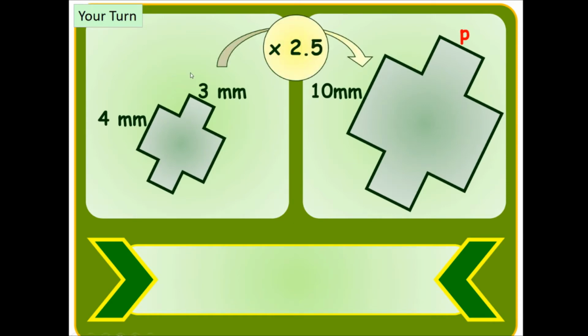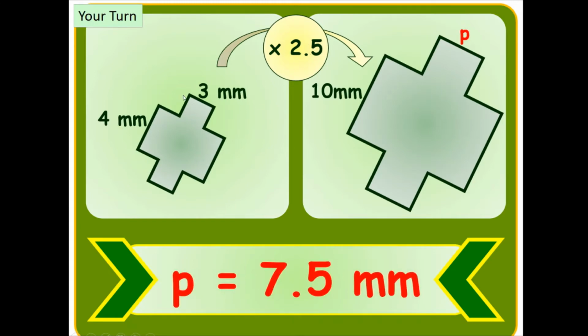In this question, for the first part, you need to work out the scale factor. You would have done 10 divided by 4, as those two are the corresponding lengths. And so the scale factor is 2.5. Therefore, to work out the length P, it is 3 times 2.5, which is 7.5 millimeters.